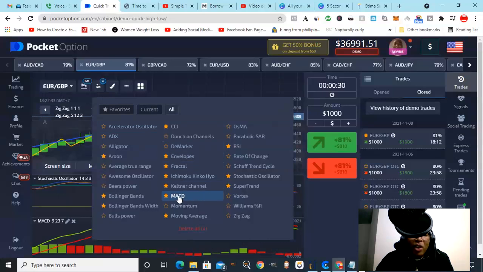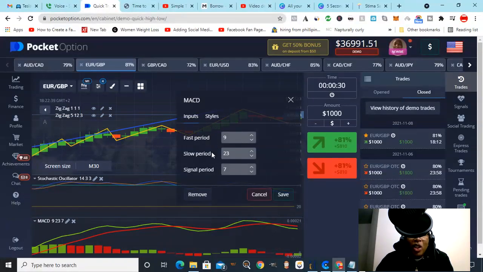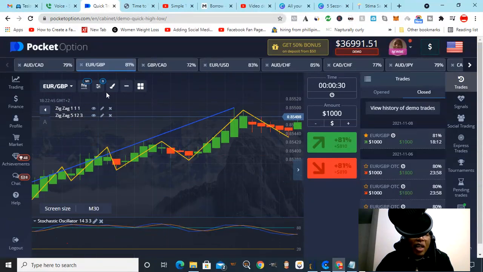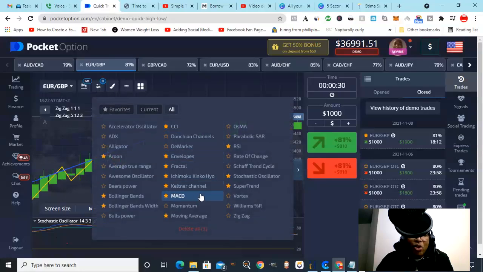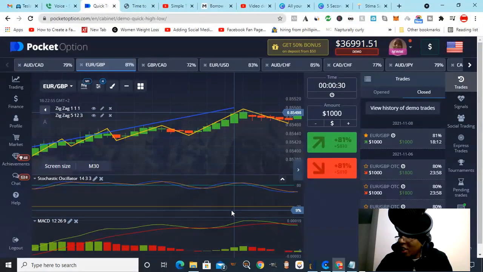So let me just cancel that, and let me delete that, and then let me add the MACD so I can show you how to do that. There you go. So the default settings are usually 12, 26, and 9. And sometimes I use the default settings, but if I want it to move faster, I can tweak the settings a little bit, make it tighter. The default settings are fast period is 12, slow period is 26, and the signal period is 9.